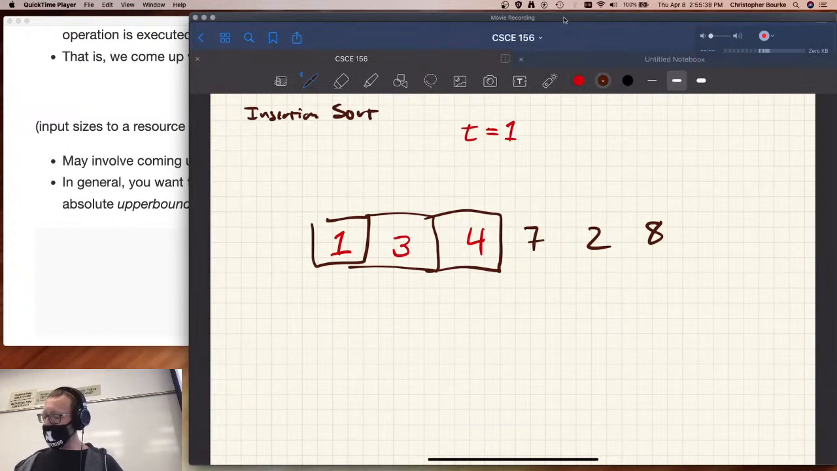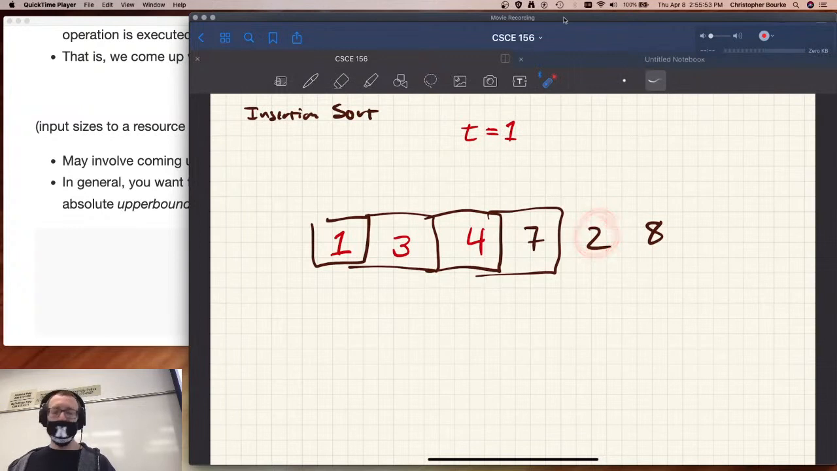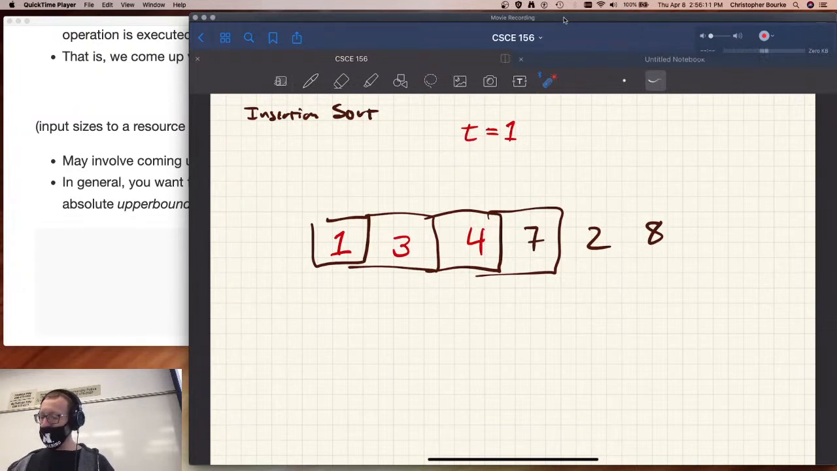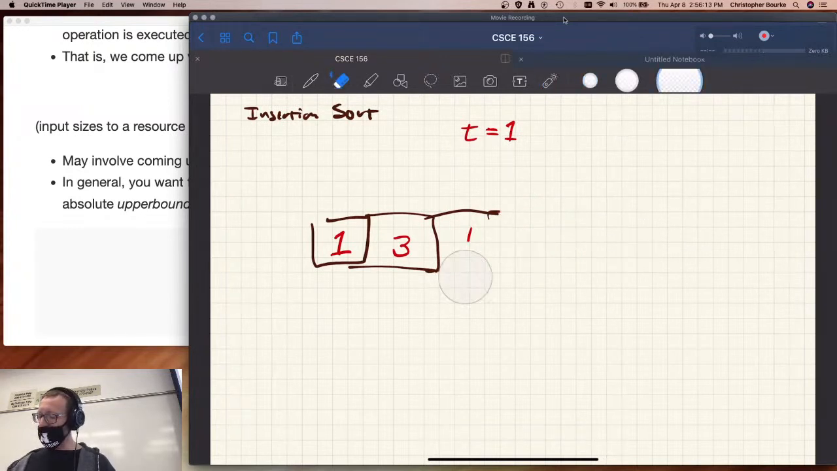I continue. 7. I look at 4. I don't need to do anything with that at all. There. That ends up being my new list. Next iteration, I look at 2. It goes to the left, left, left, and finally that's where it ends up getting inserted. Throughout the entire process, I was shifting these things up because I put 2 into a temporary variable up here. That's the idea.